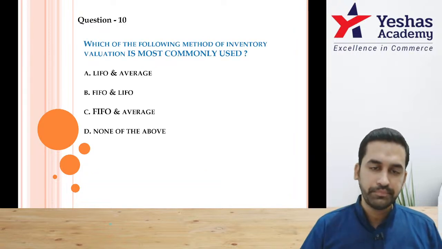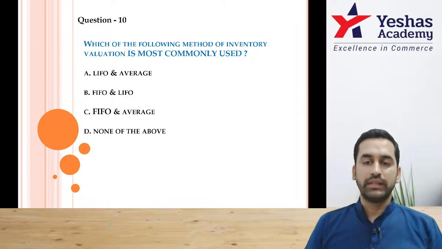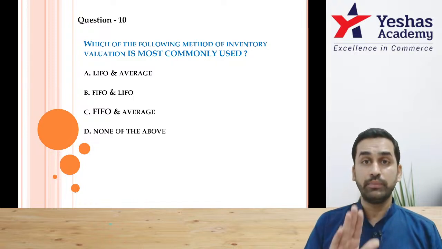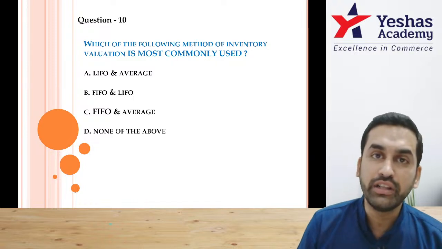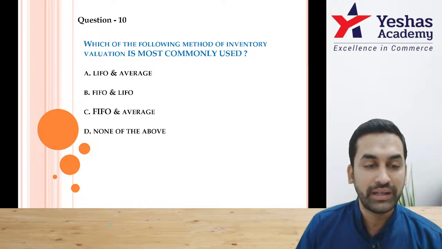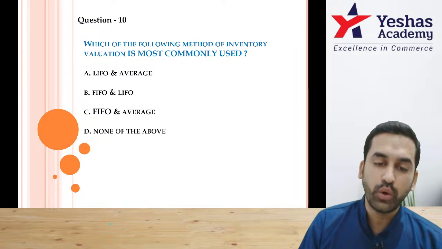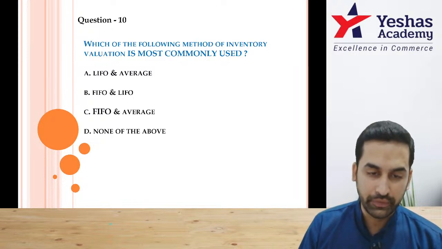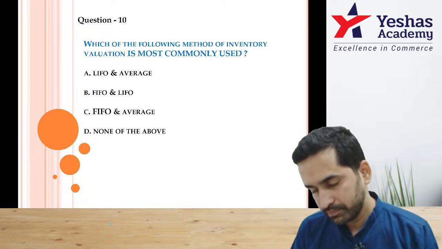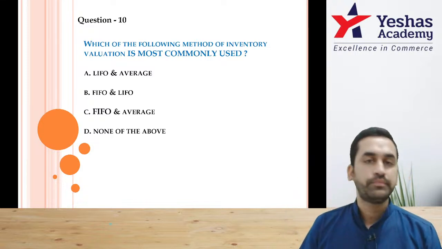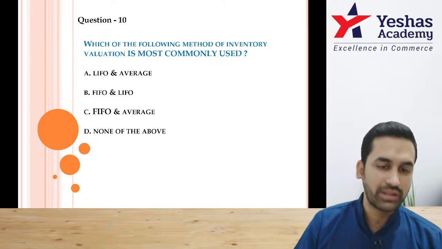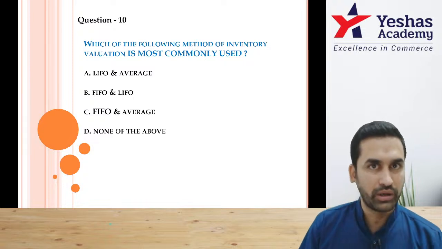Question number 10. Which of the following methods of inventory valuation is most commonly used? Observe. They're not saying which one is right, which one is wrong. They're asking you which is most commonly used. LIFO and average, FIFO and LIFO, FIFO and average, none of the above. I want your answer. The question is most commonly used. Therefore, they're not saying which one is right or wrong, so please don't get into that mode.